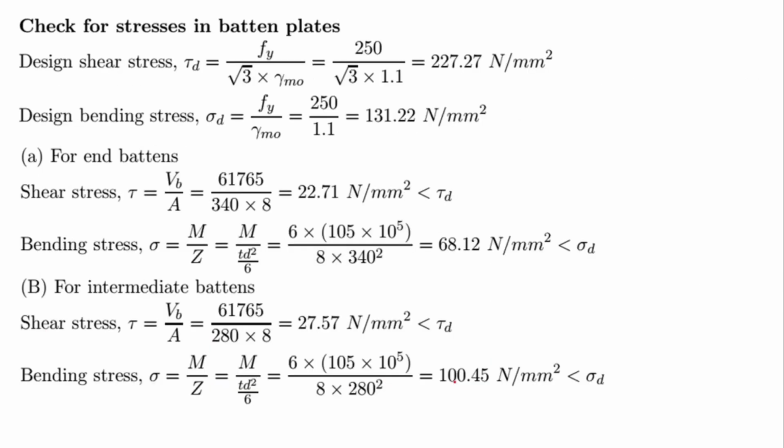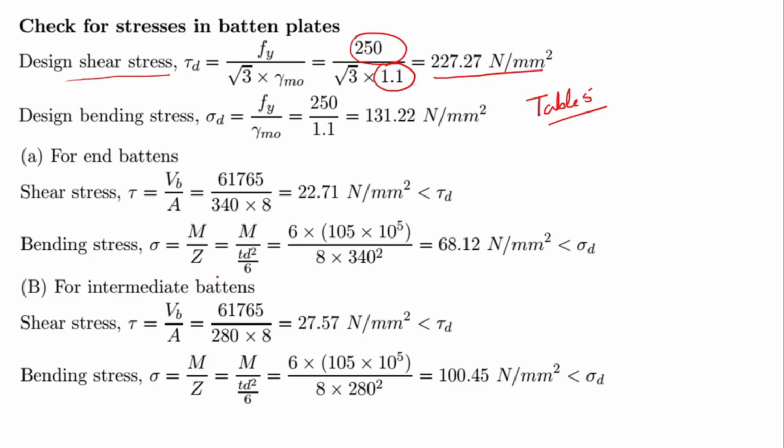Next we have to check for the stresses in batten plates. First we shall calculate the design shear stress tau d. It is equal to Fy by √3 gamma m naught. Fy is the yield stress, which is 250 Newton per mm square. Gamma m naught is 1.1 and it is taken from table 5 of IS 800. So design shear stress is calculated as 227.27 Newton per mm square.